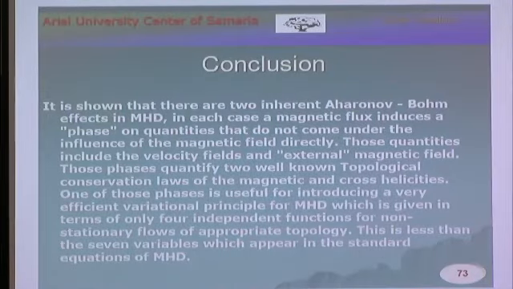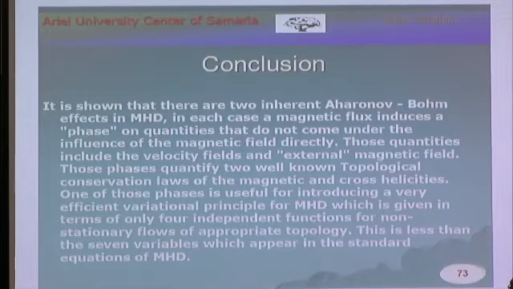It is shown that there are two inherent Aharonov-Bohm effects in MHD. In each case, a magnetic flux induces a phase on quantities that do not come under the influence of the magnetic field directly. Those quantities include the velocity fields and the external magnetic field. Two phases quantify two well-known topological conservation laws of the magnetic and cross helicity.